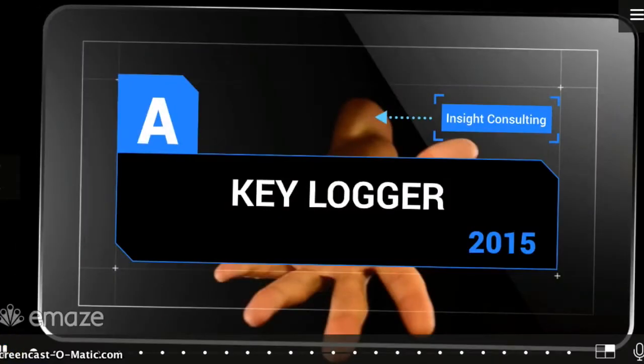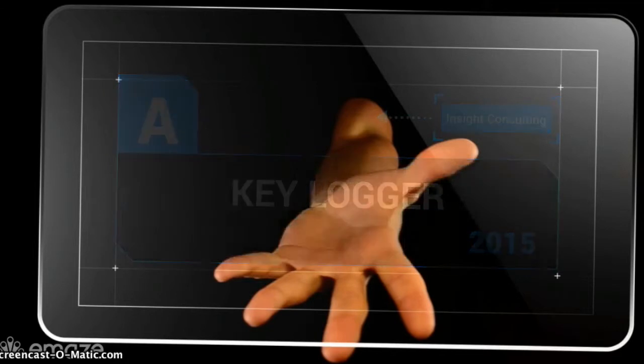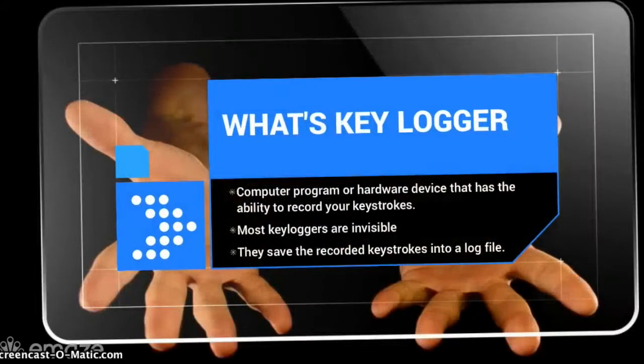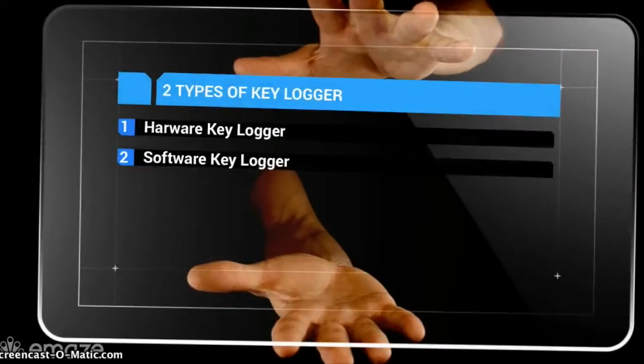Now we will give more detail about keylogger. The first topic is what is keylogger. Keylogger is a computer program or hardware device that has the ability to record your keystrokes. Most keyloggers are invisible. They save the recorded keystrokes in a log file. There are two types of keylogger: hardware keylogger and software keylogger.